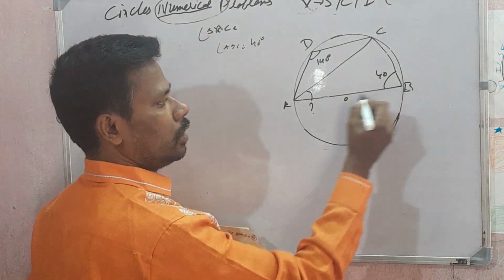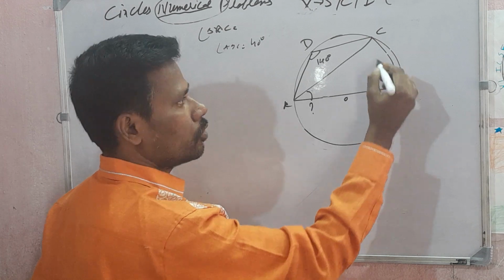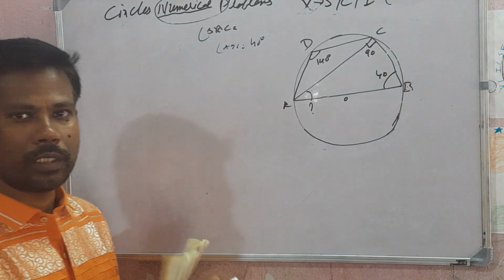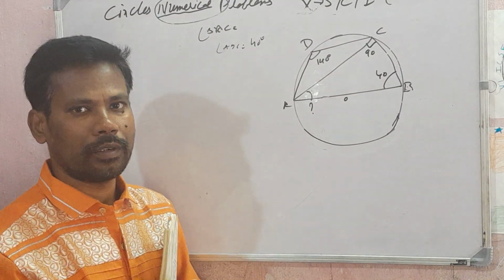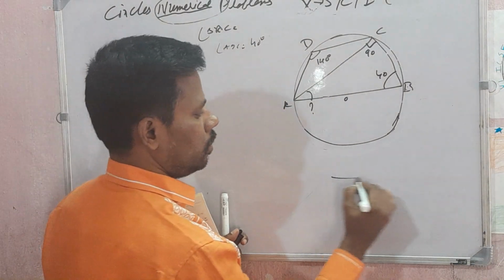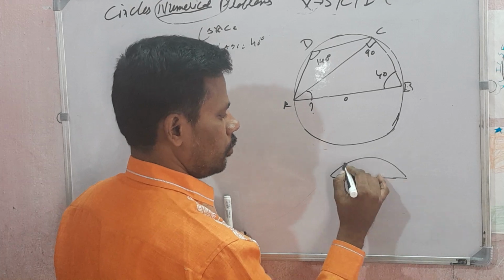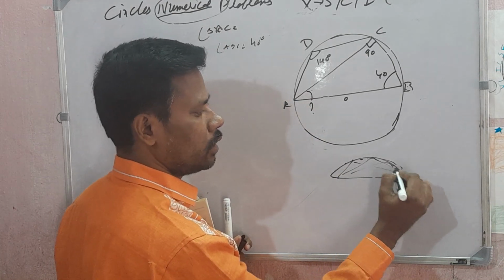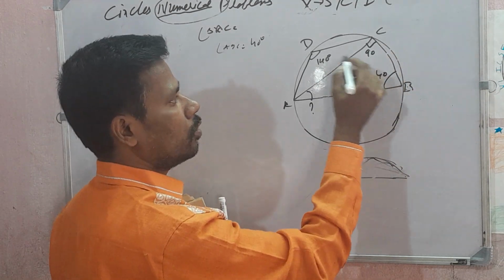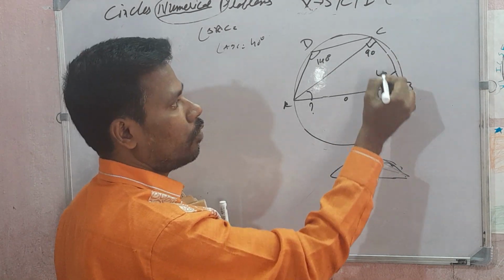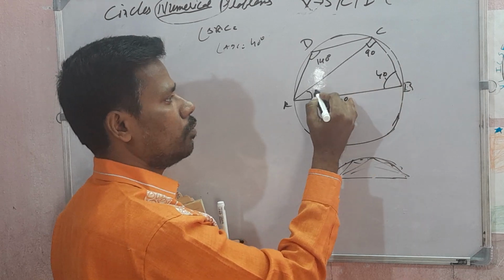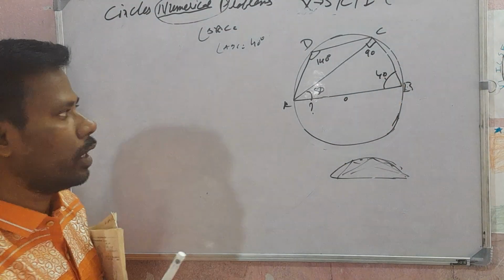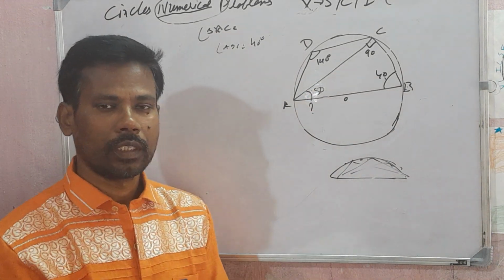Next, since AB is the diameter, right? So if AB is the diameter, this angle is how much? Angle in the semicircle is a right angle. So if you mark the points and join, always the angle is 90 degrees. So 90 plus 40, how much? 130. So 130 plus this is 50, which makes 180. So hence the problem. Very simple.